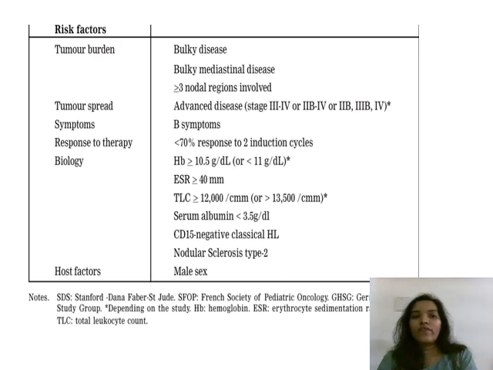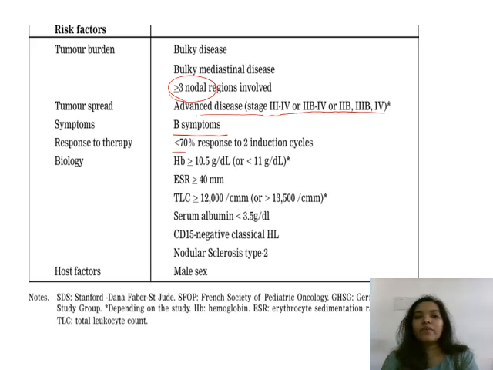So the common risk factors which are associated with poor prognosis in case of Hodgkin's lymphoma: bulky disease, or involvement of more lymph nodes with bulky mediastinal involvement. If there is involvement of more than 3 nodal regions, that is again associated with poor prognosis. Advanced stages, if the stage is more than 2B or 3, are associated with worse prognosis. B symptoms, meaning symptoms which show disseminated disease like fever, weight loss, etc., are associated with very bad prognosis.